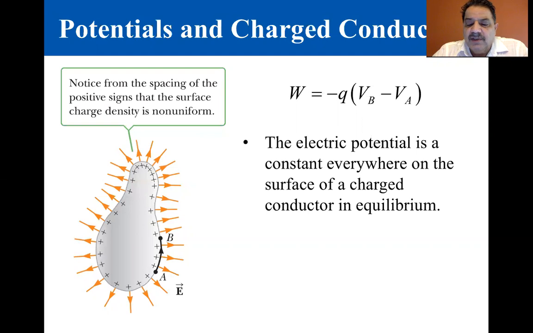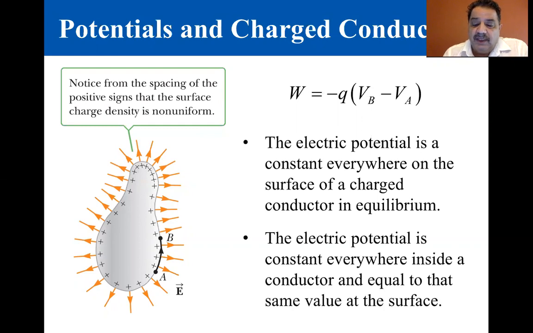Our equation tells us that if the work done is 0, the difference in electric potential between any 2 points inside a conductor must also be 0. We can conclude that the electric potential is constant everywhere inside a conductor, and since one of the points inside the conductor could be arbitrarily close to the surface, we can say that the electric potential is constant everywhere inside a conductor and equal to the same value at the surface.